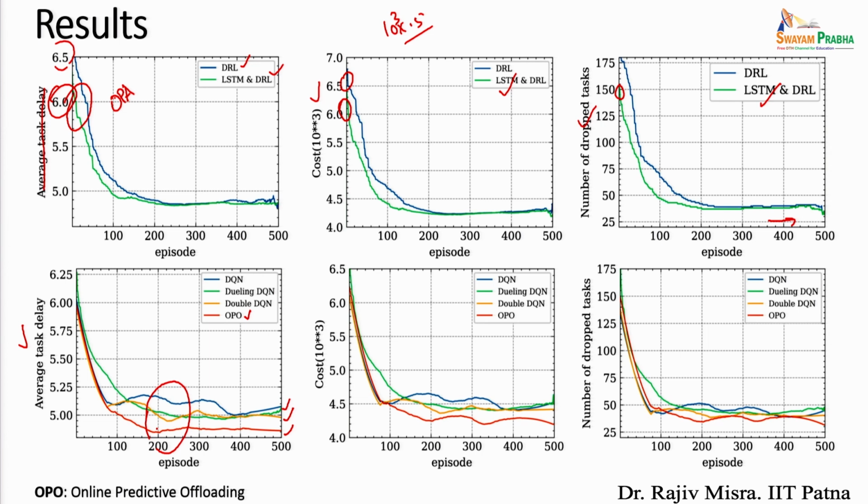In some of the episodes over here, you can see that dueling DQN is quite stable compared to the DQN model. Similarly, the cost, if you compare here in terms of this DQN and the other models. So, this is the DQN. It has a higher cost compared to the online prediction algorithm.